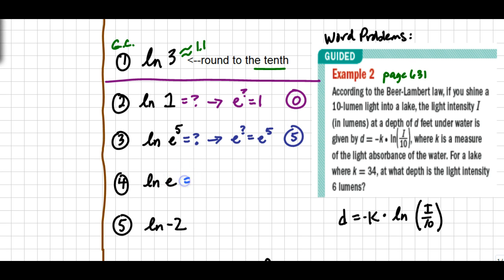On the next one, again, the exponent is missing. It's a natural log, so it's a base e. We're raising to the unknown power and we're trying to get to e.